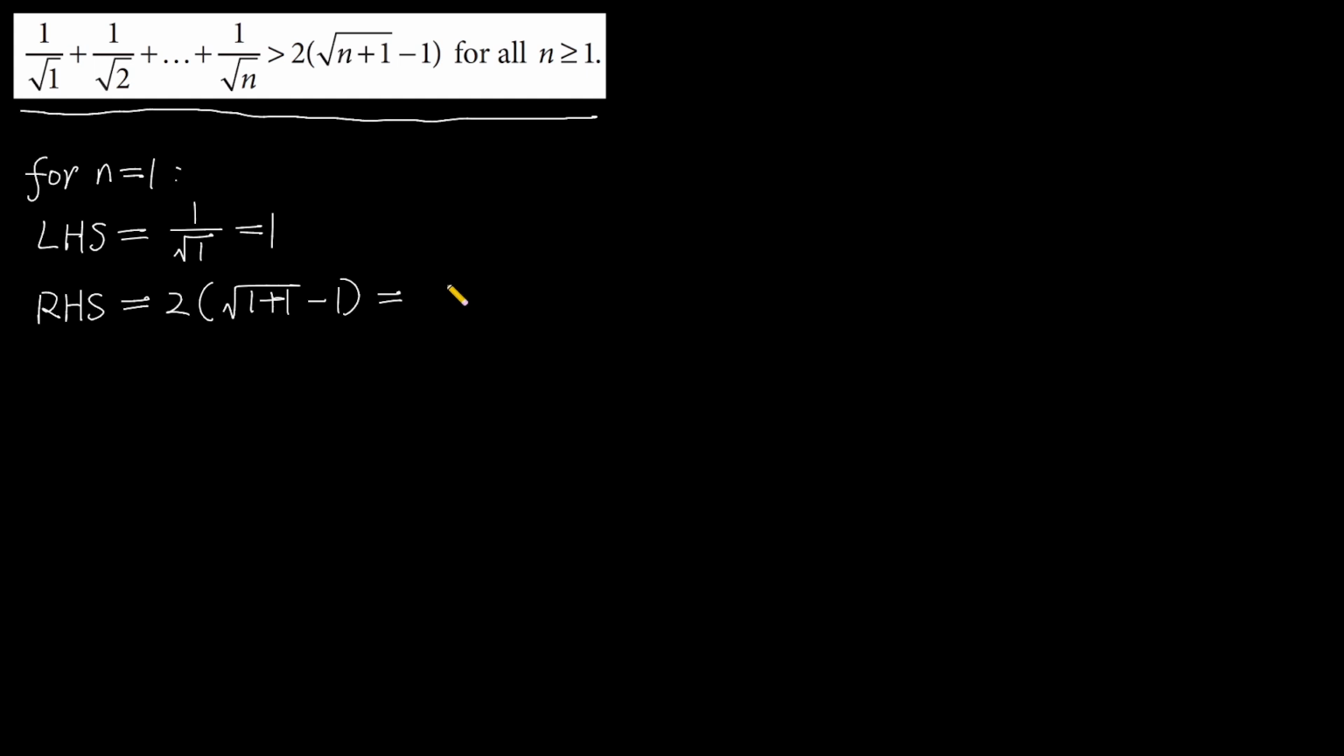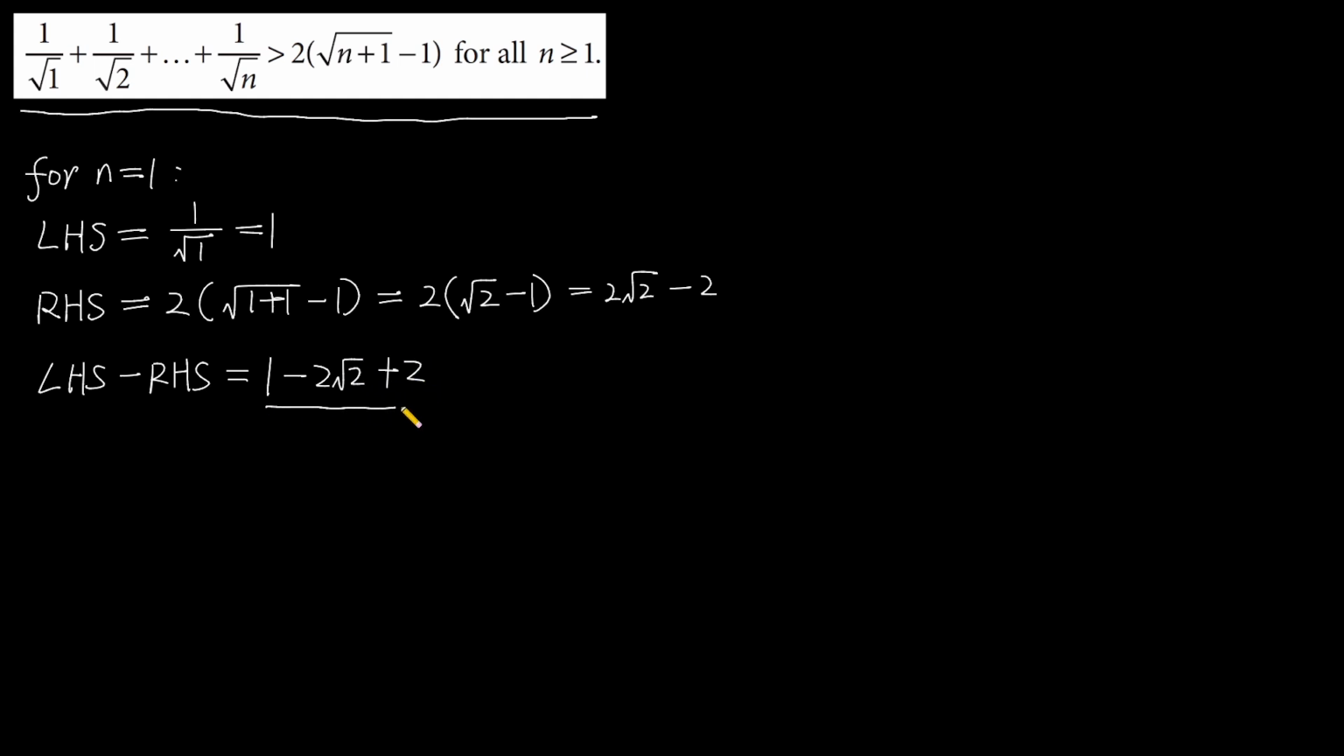And this equals 2 multiply square root of 2 minus 1, which equals 2 multiply square root of 2 minus 2. To compare the left-hand side and the right-hand side, I can use left-hand side minus right-hand side, which equals 1 minus 2 multiply square root of 2 plus 2. We can check this. If this is larger than 0, then left-hand side minus right-hand side is larger than 0, then the left-hand side is larger than the right-hand side.